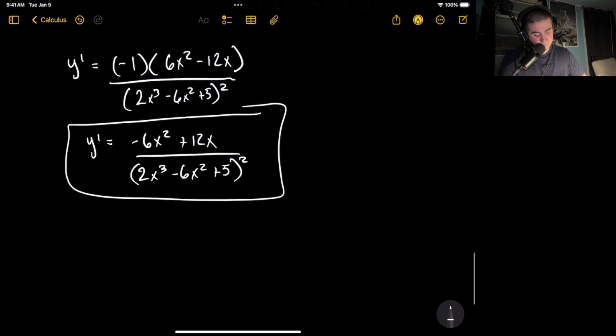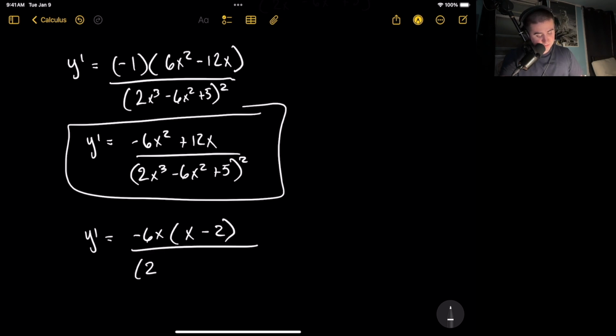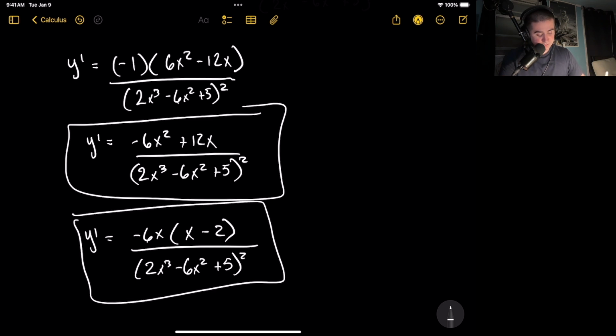We could also factor, depending on the problem. In this problem, you don't have to factor anything out, but let's say we want to simplify it a little bit more or factor out the greatest common factor in the numerator, which is going to be, you can factor out a negative 6x if you want, negative 6x. So we'll be left with x over here and then minus 2. And then parentheses, and we'll get 2x cubed. Of course, don't ever forget the denominator, minus 6x squared plus 5, and then square that. And this could be your answer as well.